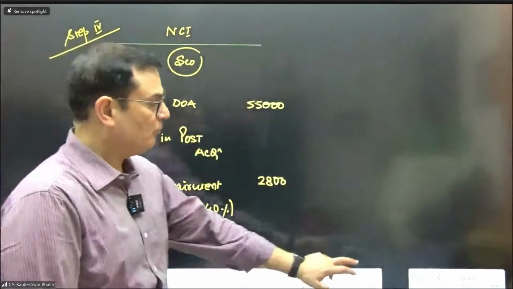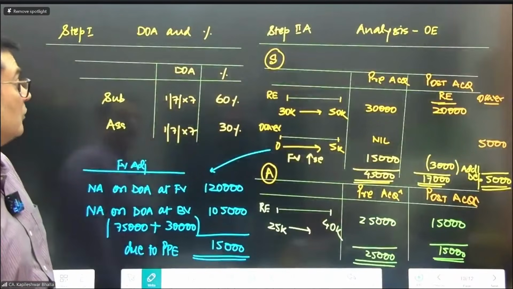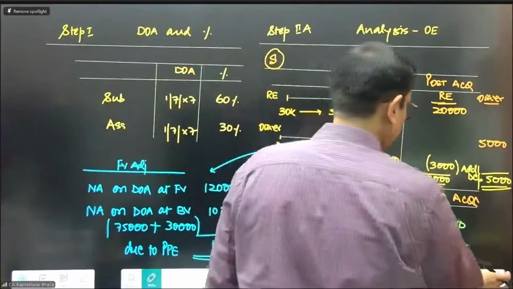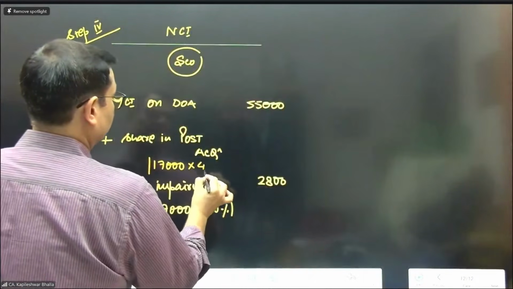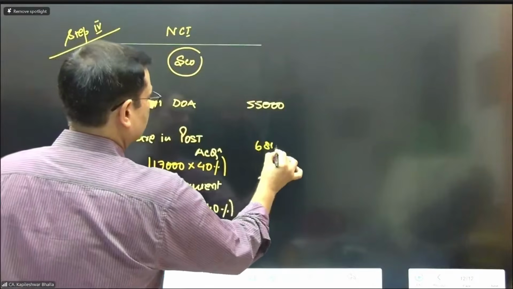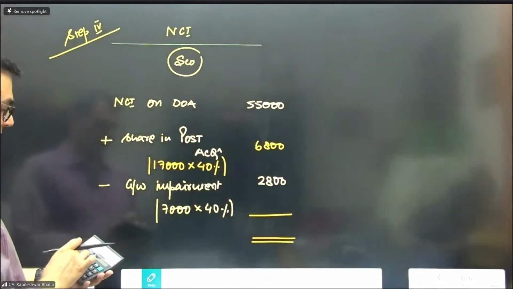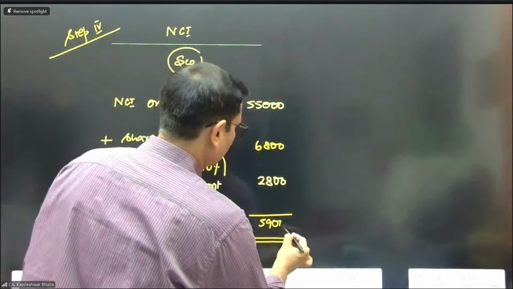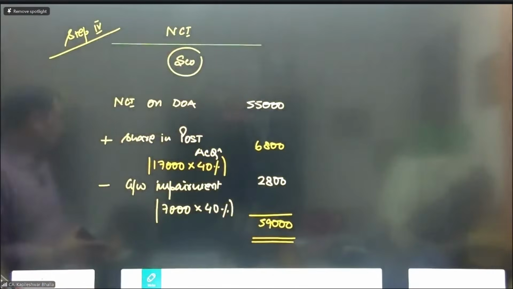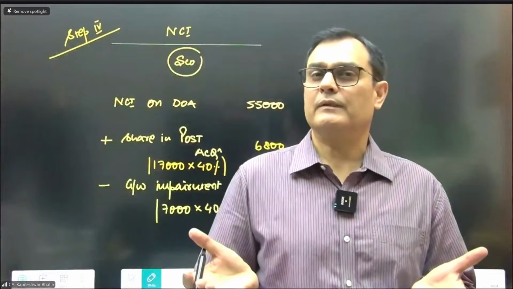And if I consider the share in the post-acquisition profits, we go back to the analysis. So for the subsidiary, we know the profits are 17,000. Out of this 17,000, 40% belongs to the NCI. That works out, I guess, at 6,800. So this gives me the status of the NCI. 55 plus 6.8 minus 2.8, that works out at 59,000. Great. So step number 4 is done. This calculation was only for the subsidiary, because for the associate there is no NCI.